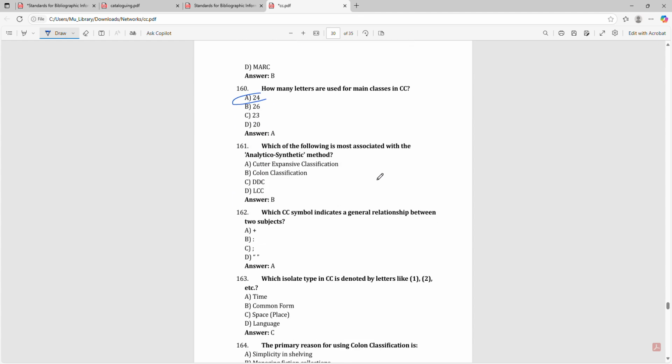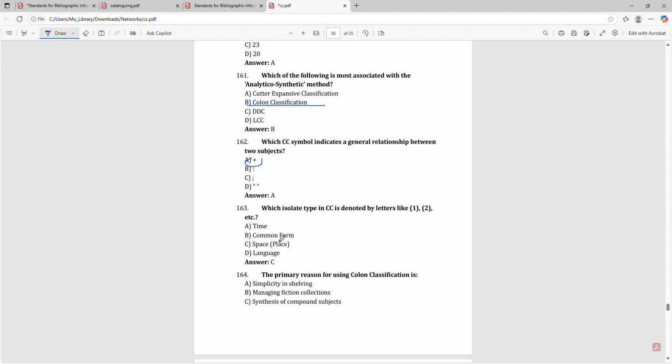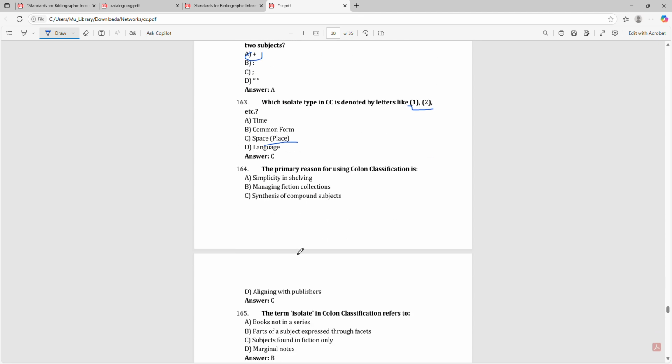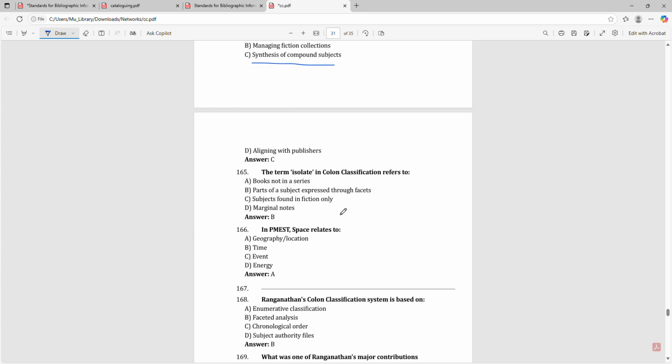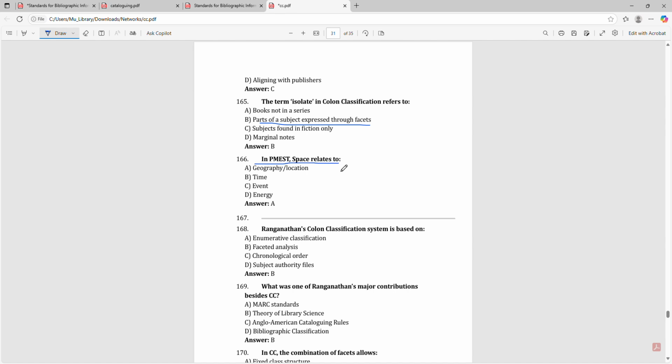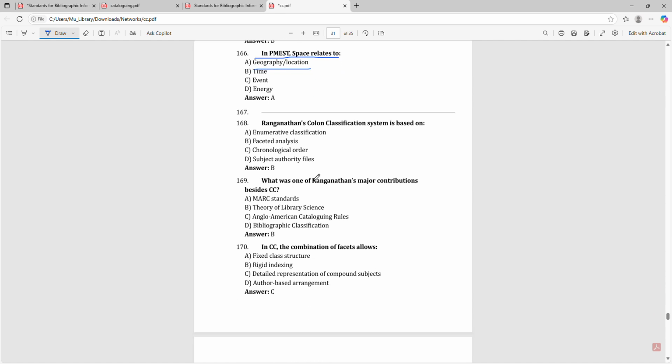Which of the following is most associated with the analytico-synthetic method? That is column classification. Which CC symbol indicates a general relationship between two subjects? That is plus. Which isolate type in CC is denoted by letters like 1, 2, and so on? That is space. The primary reason for using CC is synthesis of compound subjects. The term isolate in CC refers to the parts of the subject expressed through facets. In PMEST, space relates to geography and location.